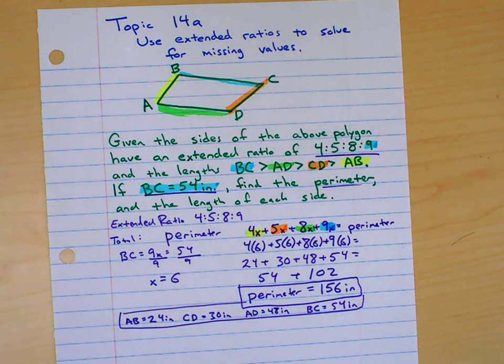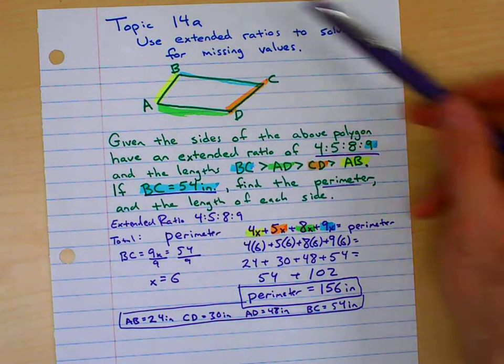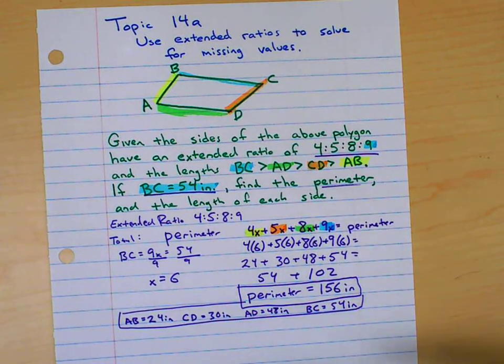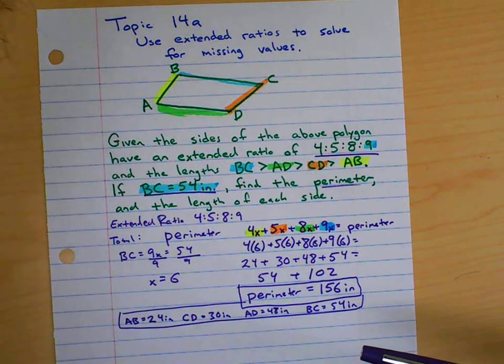So in a nutshell, that's how we work with extended ratios given one piece of information. Sometimes they give us the total perimeter, we find the x, and then we plug it in to find some of the other values. But hopefully that gives you a better understanding of 14A, using extended ratios to solve for missing values.